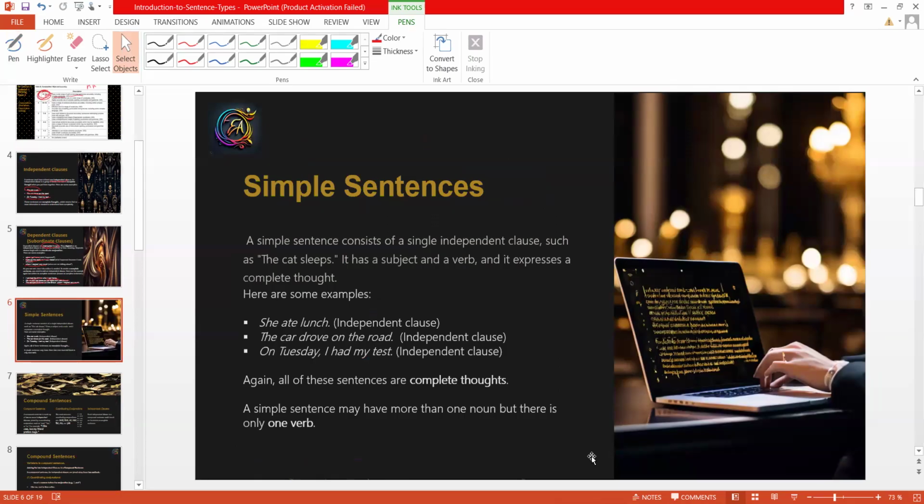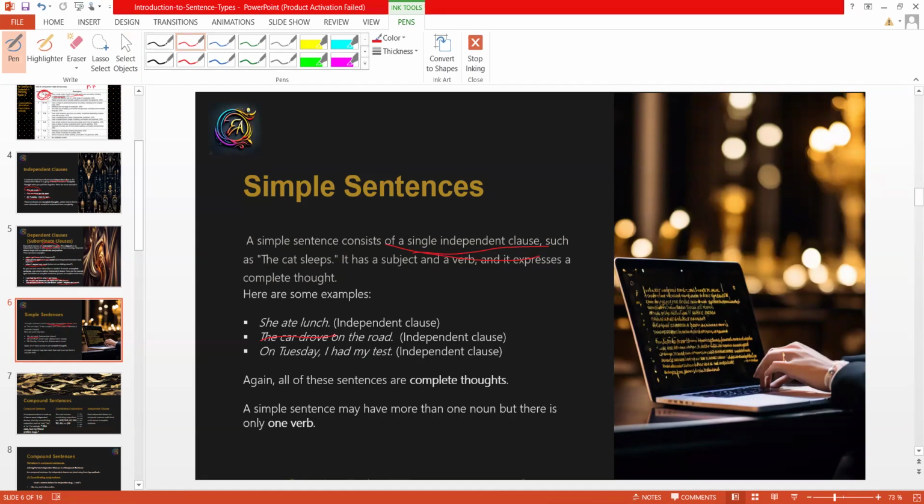Okay, now let's move on to simple sentences. As I have told you earlier, it's almost the same thing as the independent clause. So don't get confused. If there is an independent clause, that particular clause can be taken as a simple sentence too. The examples are almost the same. She ate lunch. That's an independent clause. The basic thing is that the idea should be completed. So the car drove on the road. That is again the same example that was given earlier.